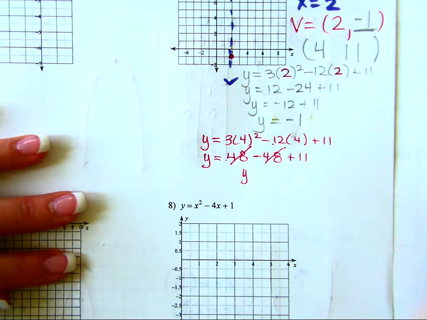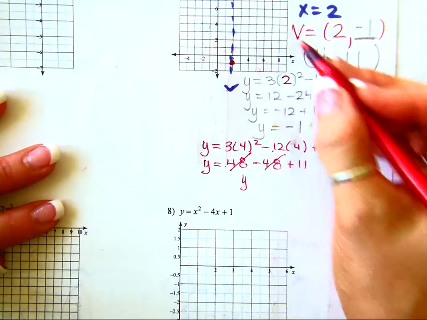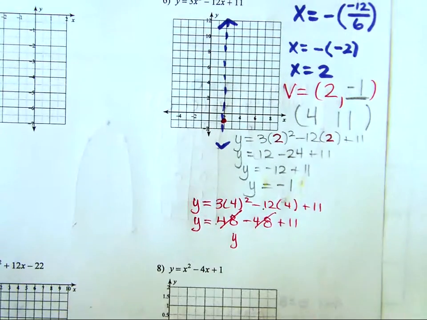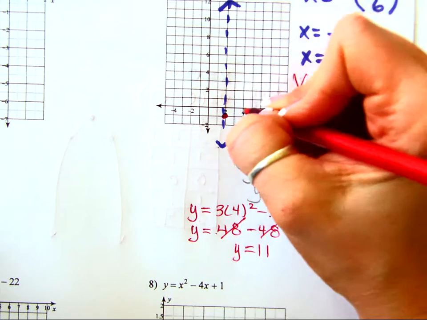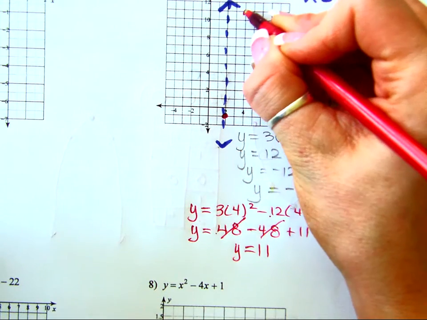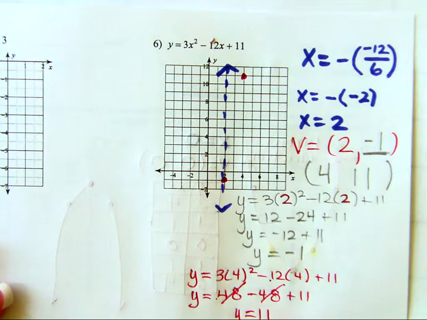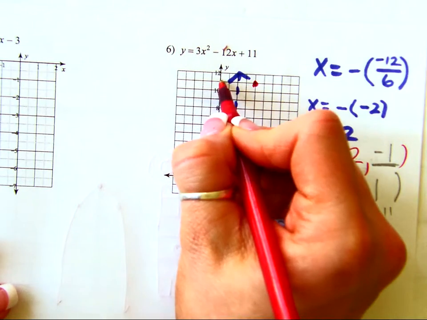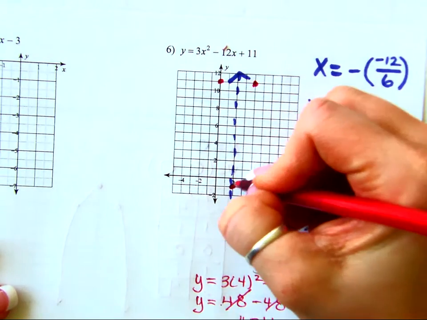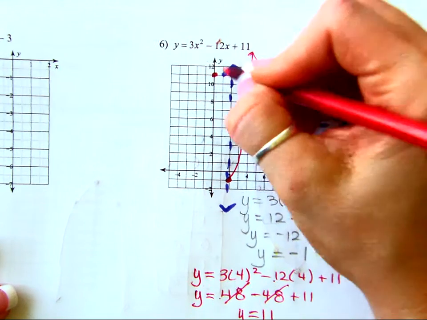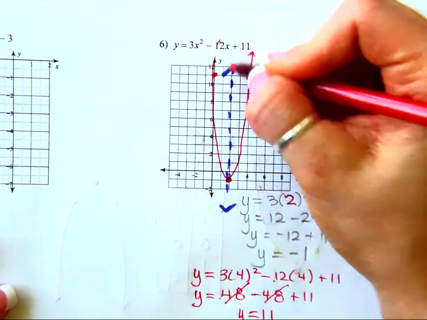Holy cow, this is a lot of steps. So now that I found out that Y was 11 when X was 4, I have 4 comma 11. And if I have that point, then, yeah, this is a really thin one. Then I have 2 to the right and 2 to the left. So this one is real narrow. Okay. You think you got it?